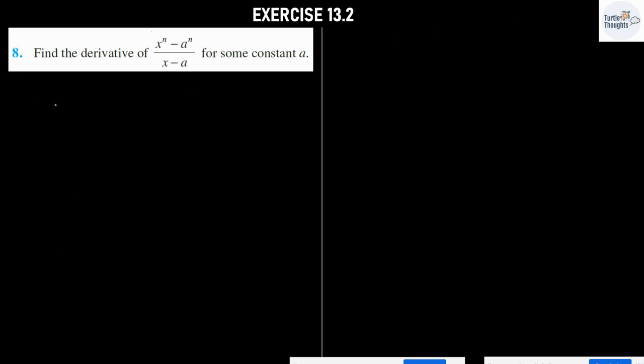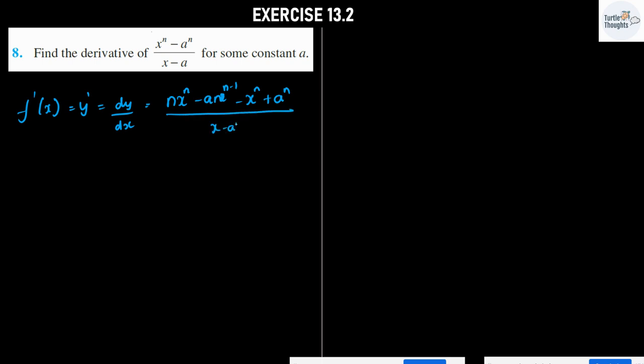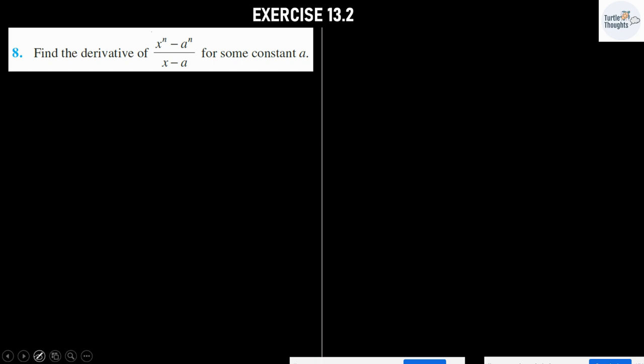Or let me take it to the next screen, and if I write that as f dash of x or y dash, which is equal to dy by dx, I will be getting it as n x to the power n minus a n x to the power n minus 1 minus x to the power n plus a to the power n, whole divided by x minus a whole square. This is going to be your final answer.